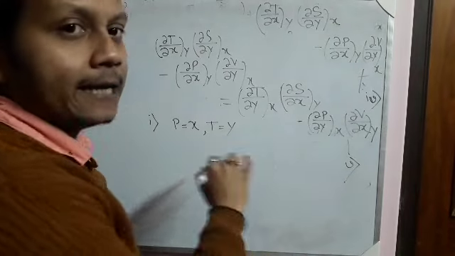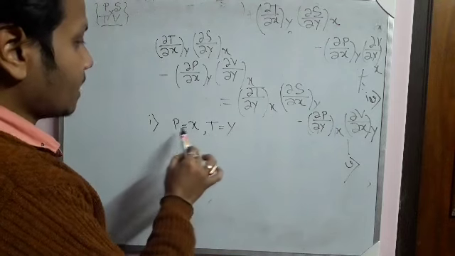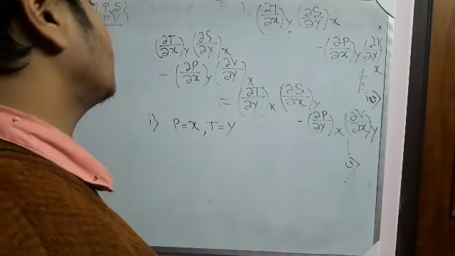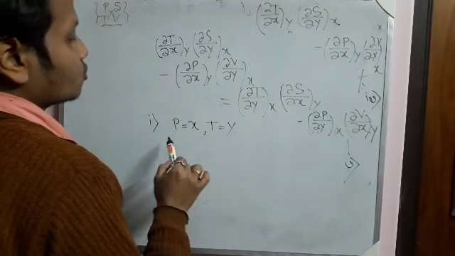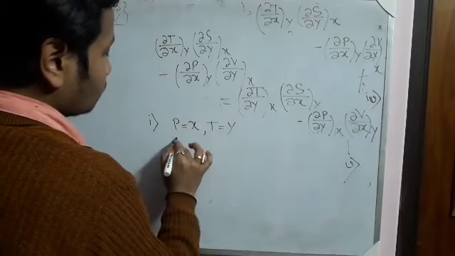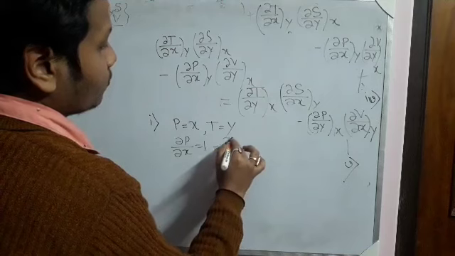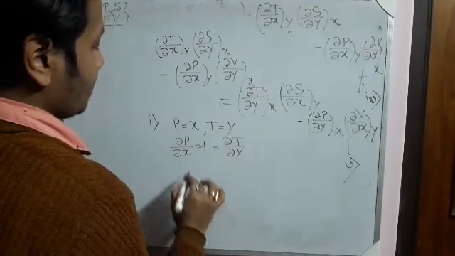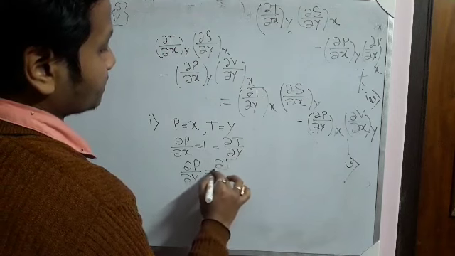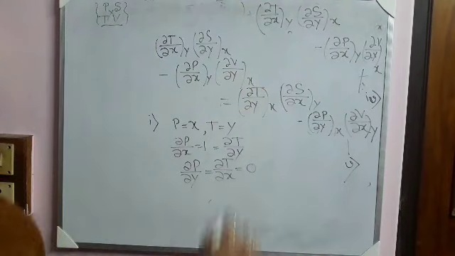And since they are independent, you can also assume the opposite, that is, you can assume P equals Y and T equals X, no matter. Since the variables are independent, you can also choose P equal to Y and T equal to X. So what will be my del P del X? This will be 1, and del T del Y will also be 1. And what will be del P del Y? That is 0. And what will be del T del X? This is also 0. So if we substitute these values, what do we get?